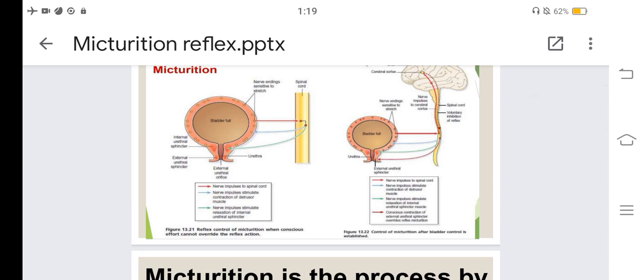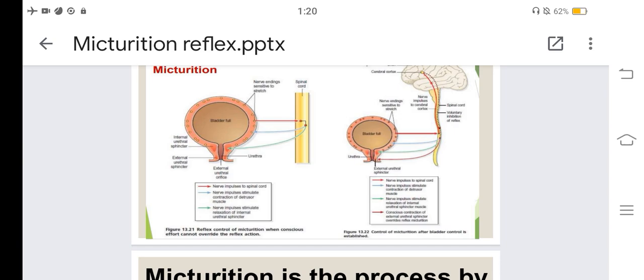So there is some reflex control happening in this micturition process, when conscious effort cannot override the reflex action. Then we could see a schematic representation of this, where the red arrow represents nerve impulses to the spinal cord. Then the blue one represents nerve impulses that stimulate contraction of the detrusor muscle. Then there are green arrows which represent nerve impulses that stimulate relaxation of the internal urethral sphincter.